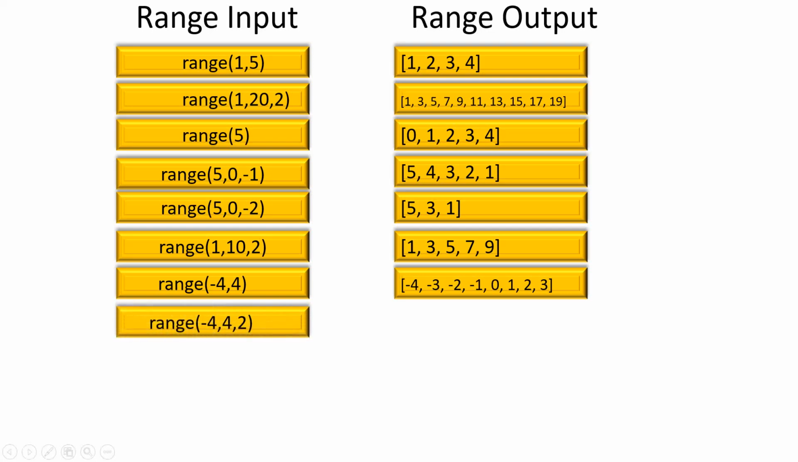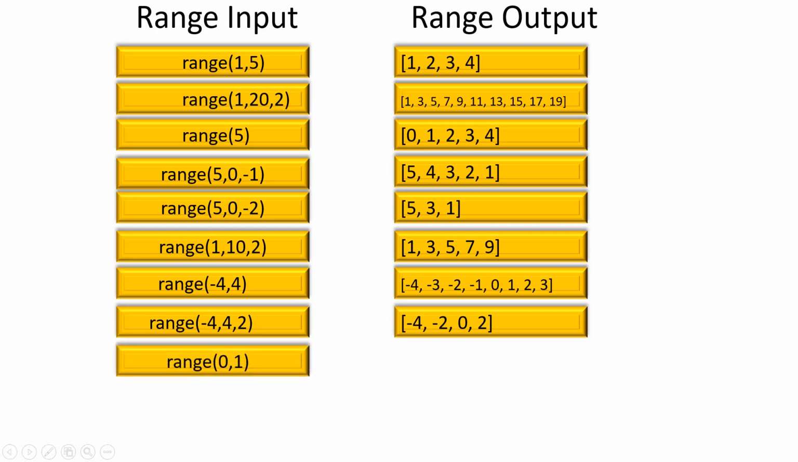Here, minus 4 to plus 4 with a difference of 2. So now the difference between the numbers is 2: minus 4, minus 2, 0 and 2. It stops at 2 because if you add another 2, it will be 4, which is the end number. The list stops at end minus 1, so the last number is not generated. So it stops at 2.